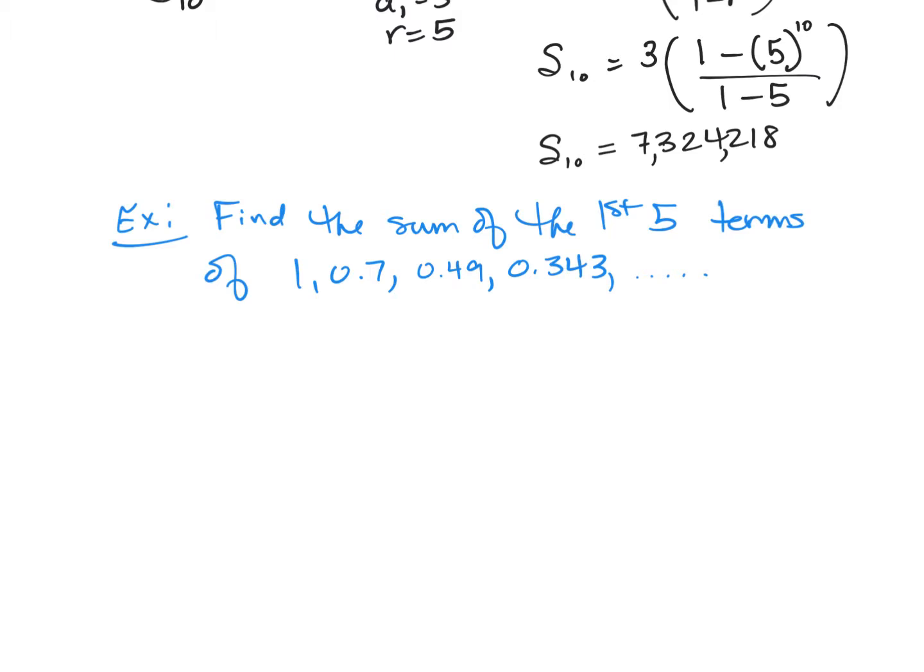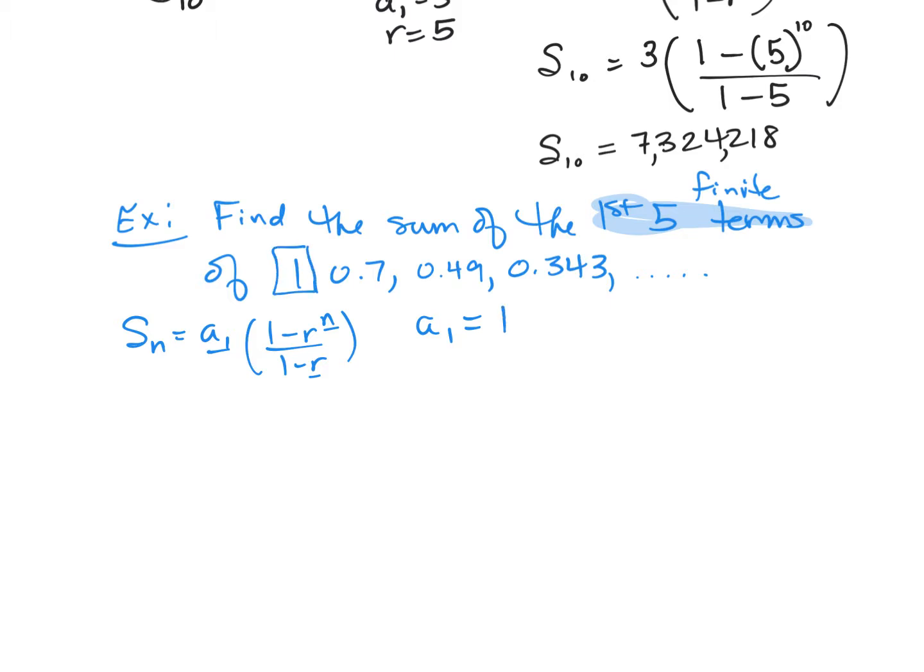There's 3 things we need to know. 4 things, really. First thing we need to know is, are we doing a finite or an infinite? Finite. Why finite? First 5 terms tells me that it is finite, doesn't it? Cool. So what are the 3 things I need to know for a finite? Yeah, we need to know a sub 1, we need to know n, we need to know r, don't we? So what is a sub 1? Right here, isn't it? It's 1.